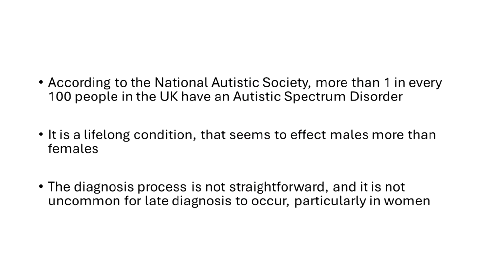Statistics for the UK, and again, these are according to the National Autistic Society: 1 in every 100 people. So not quite 1 per classroom, but certainly a couple per school. It is a lifelong condition that seems to affect males more than females. Is this surprising? I'm just realising an entire classroom made entirely of females.